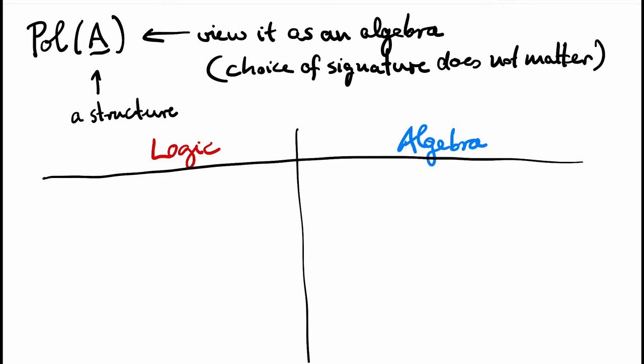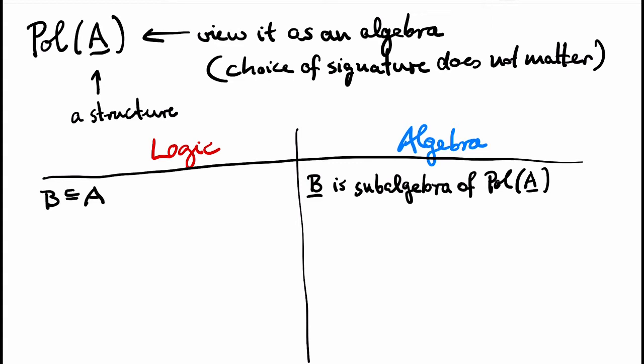If you have a structure A and turn its polymorphism clone pol of A into an algebra, and this algebra has a subalgebra B, then what does this tell us about the structure A? Well, B is preserved by all polymorphisms. So by what we have learned in previous videos, the set B is primitively positively definable in A. Conversely, if a subset B of A is primitively positively definable in A, then B is preserved by all polymorphisms of A, and hence B is a subalgebra of pol of A.